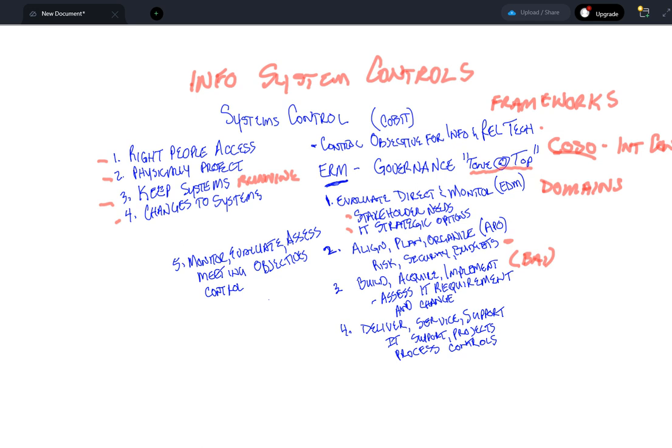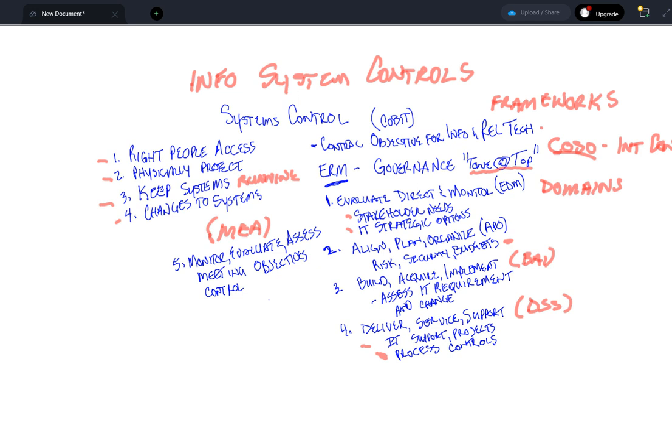And the number 4 domain is deliver, service, and support, which is DSS. And that's basically going to be the IT support for projects, but also end users and any process controls that are needed. The fifth and final domain for COBIT is monitor, evaluate, and assess, which is MEA. And basically in this domain, we are interested in meeting the organization's goals or targets or objectives and any external regulatory requirements. So this is going to be focused on how we deal with objectives. Are we meeting objectives? Are we dealing with external requirements appropriately?